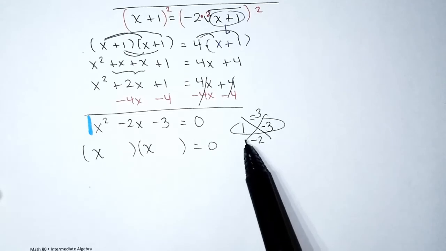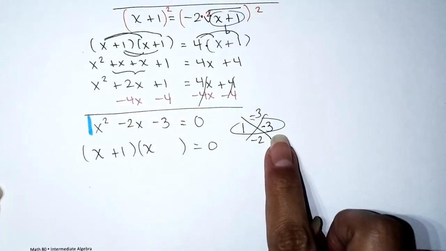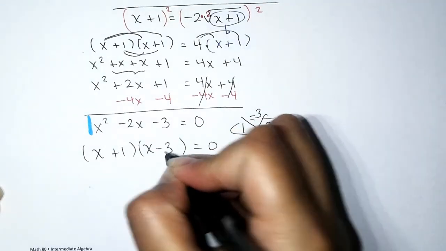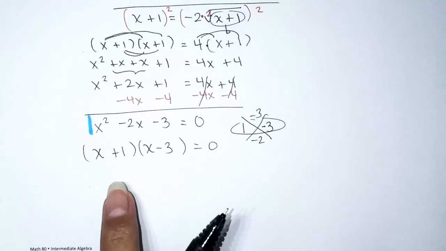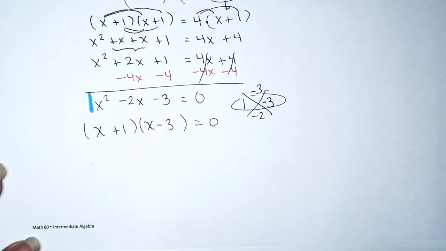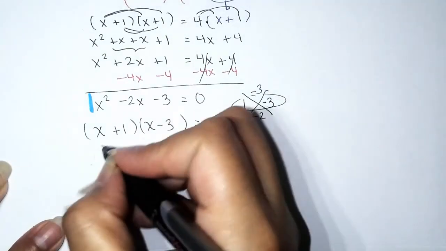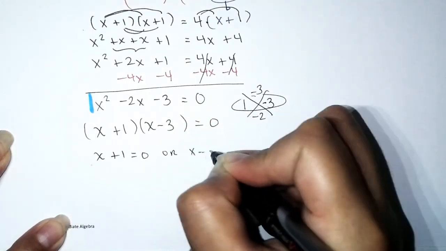If one side number is 1, then one binomial has to read x plus 1. If the other side number is -3, then the other binomial will have to read x minus 3. The toughest part about solving a quadratic equation by factoring is the factoring part. At this point, we got it. So at this point, we will apply the zero factor property. The zero factor property states that if a product equals 0, there's no way around it. One of these factors will have to equal 0. Either the first factor equals 0 or the second factor equals 0.